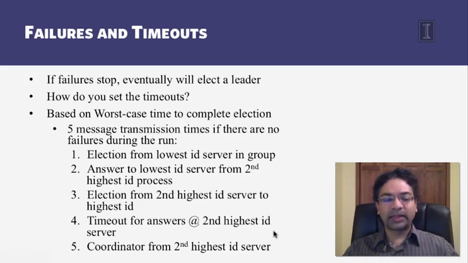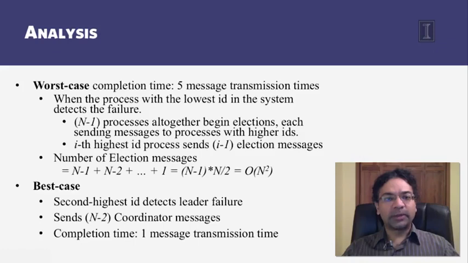And then finally, when the second highest ID process realizes that it in fact is the new leader, it then sends a coordinator message to everyone. That's another message transmission time. Those who have looked at this for a while may realize that steps 2 and 3 can in fact be commingled and done in parallel, where you can send OK messages to the lower ID processes alongside the election message that you send to the higher ID processes. And so in fact you can reduce this to be just 4 message transmission times if you so wish. So the worst case completion time is 5 message transmission times.